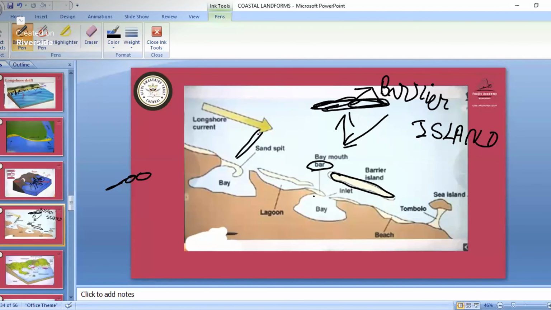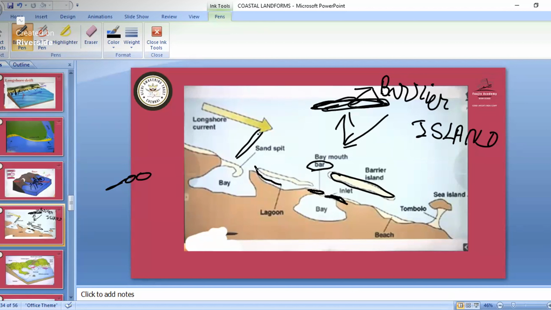See how lagoon formation is happening. See now what is happening here? This bar has joined. Then deposition is getting settled like here. So it is joining. Then we have the inlet. Then again deposition will be happening. Then what will happen? It will just take the shape like this.